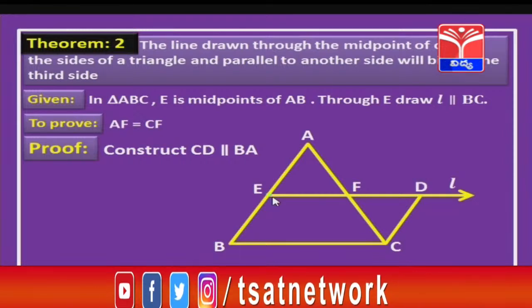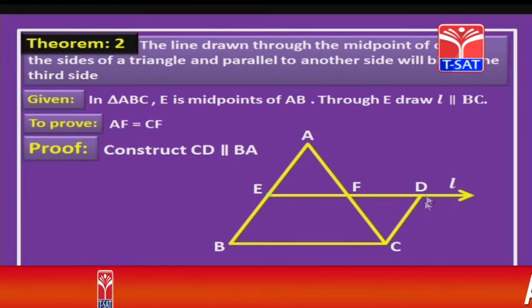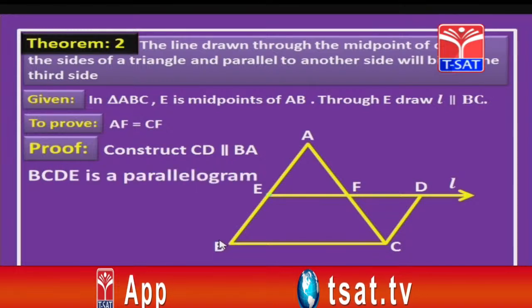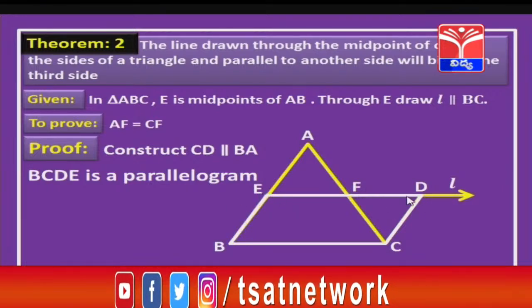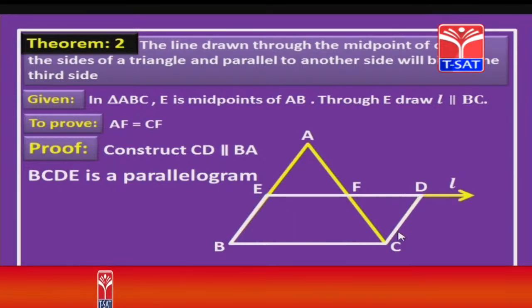Okay, children. So, we are marking a point D on L and joining CD so that this CD is parallel to BA, this total thing. Now, what can you write, children, this BCDE? Yes, it is a parallelogram, because already we have this line L, meaning ED is parallel to BC and BE parallel to CD. So, both the pairs of opposite sides are parallel. So, it is a parallelogram.